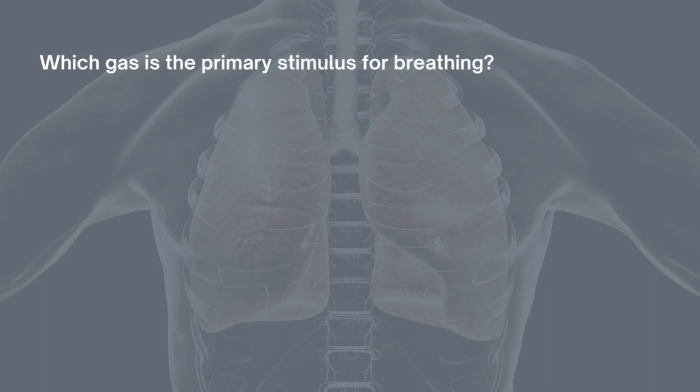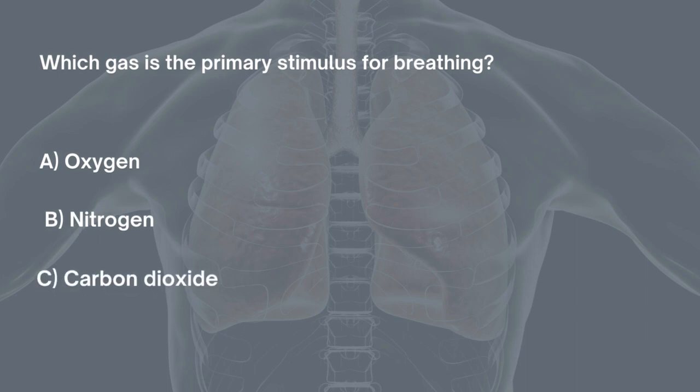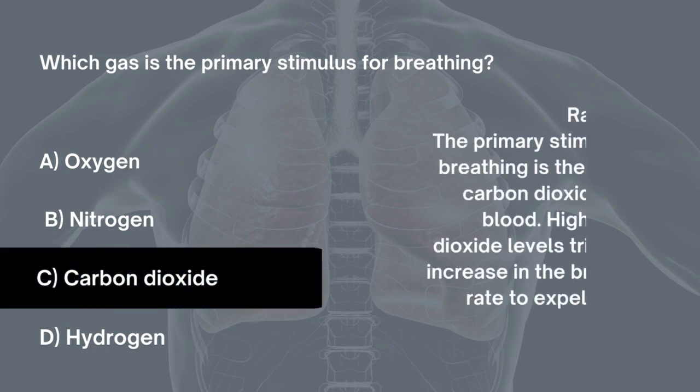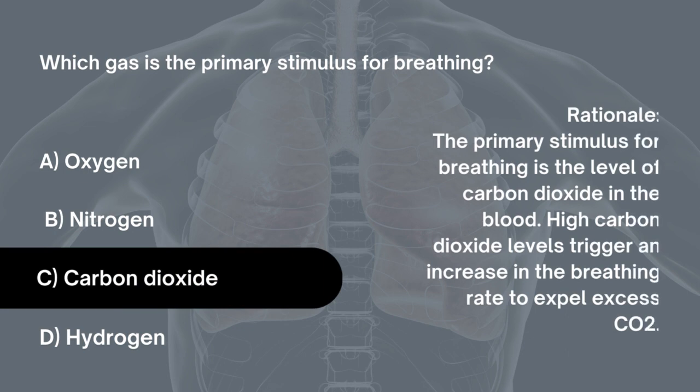Which gas is the primary stimulus for breathing? A. Oxygen. B. Nitrogen. C. Carbon dioxide. D. Hydrogen. Rationale. The primary stimulus for breathing is the level of carbon dioxide in the blood. High carbon dioxide levels trigger an increase in the breathing rate to expel excess CO2.